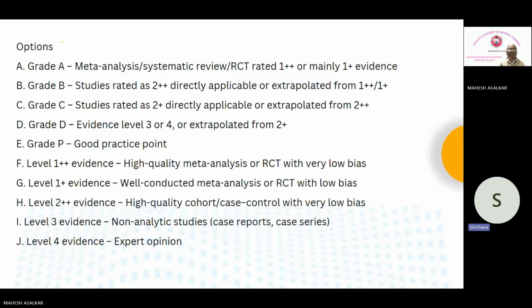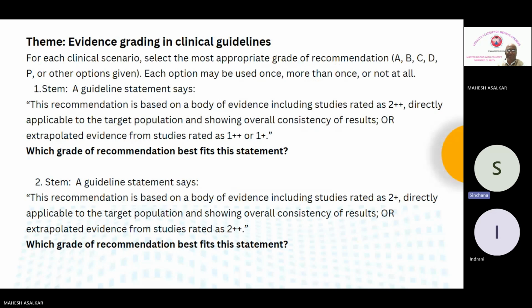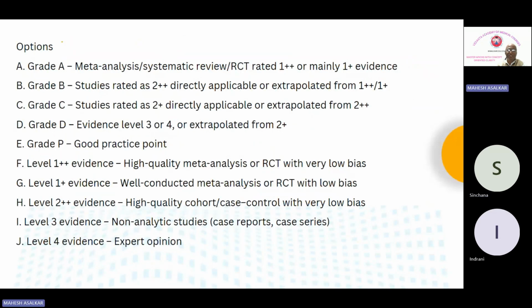This is grade B. Either it is studies directly rated as 2++, directly applicable, or extrapolated from 1++ or 1+. Correct. Okay, next. Stem 2: A guideline statement says the recommendation is based on a body of evidence, including studies rated as 2+, directly applicable to the target population and showing overall consistency of results, or extrapolated evidence from studies rated as 2++. This is a grade C recommendation. So option C.